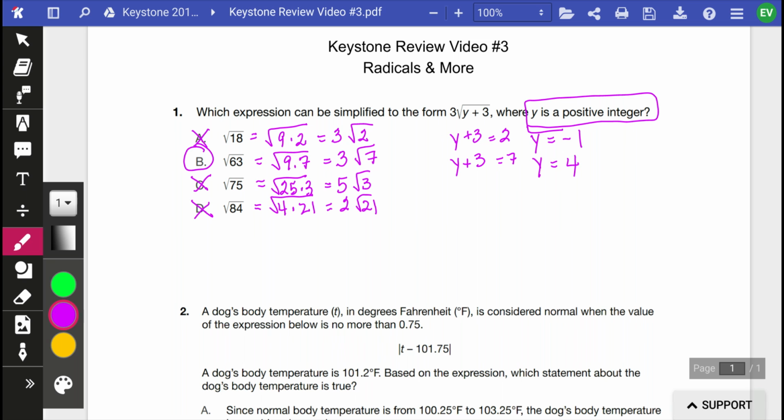Not too hard, but you have to understand radicals and square roots a little bit. So if you need practice with that, let me know and we can get you on some practice.